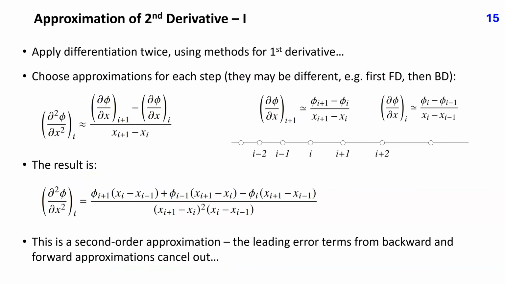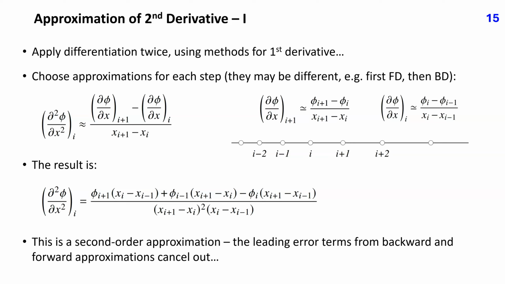We have already seen in slides 10 and 11 how one can apply polynomial fitting to obtain approximations of both first and second derivatives. A few more options for approximations of the second derivative will be described in this and the following slide. One can obtain an approximation of the second derivative by applying approximations of the first derivative twice. One may use a different approximation in each step.